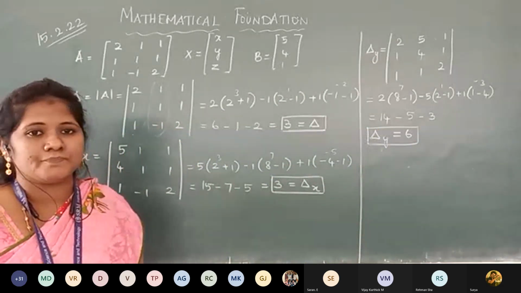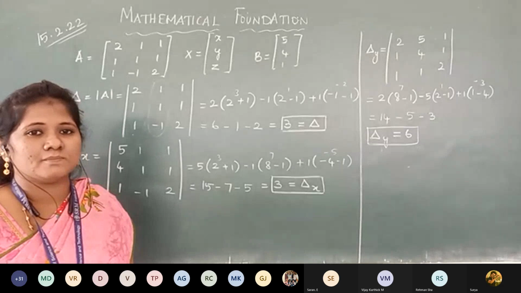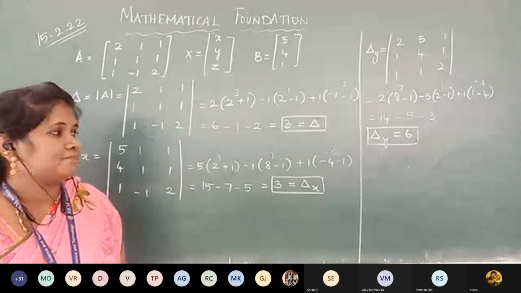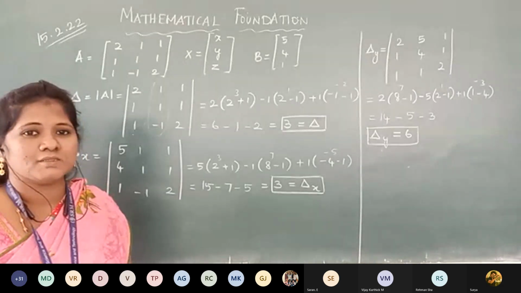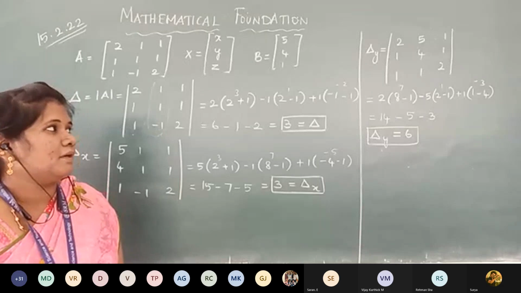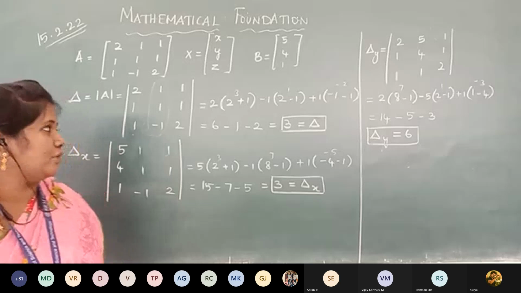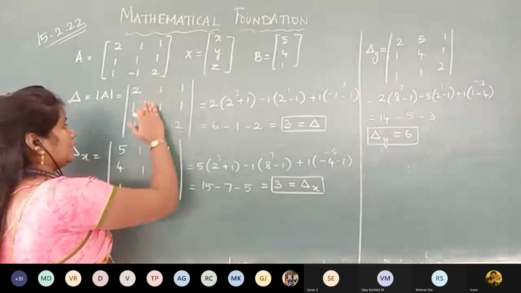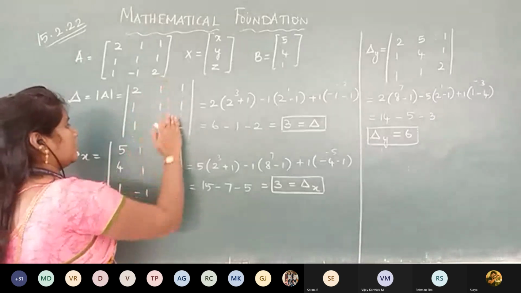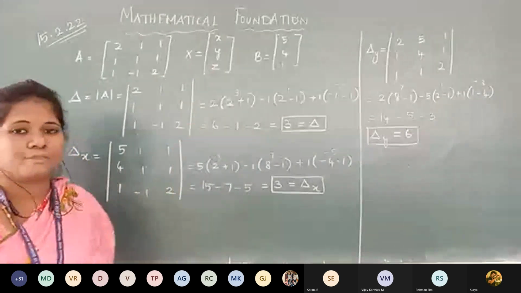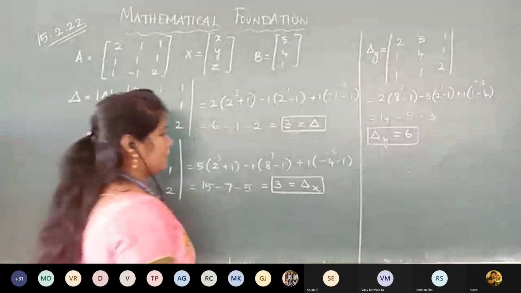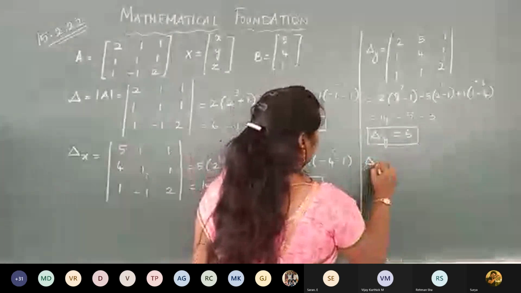Delta y is 6. Similarly, find out delta z. Where delta z, what you will do? Instead of your z values, you will take 5, 4, 1. Instead of your z values, you will find out your delta z.